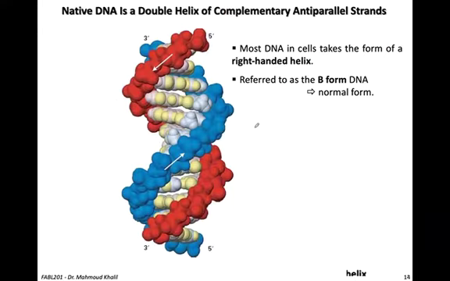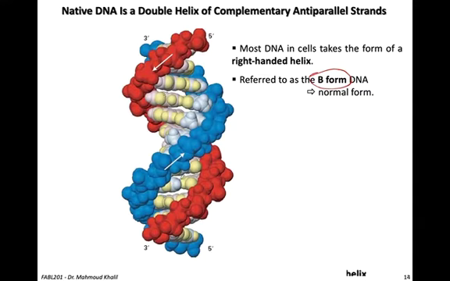Here, they found as well that in order to be stable, the DNA has to be in a double helix form. And in this double helix form, it is usually a right-handed helix. The helix is twisted to the right. And they refer to this structure as B form. And normally our cells contain the B form.